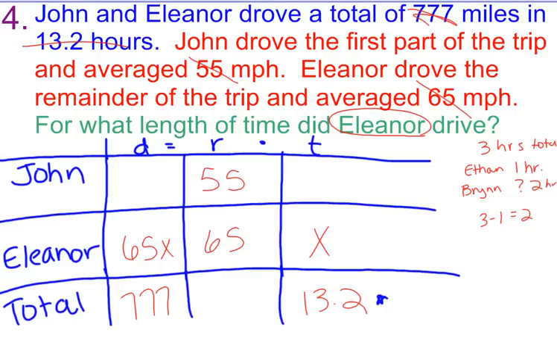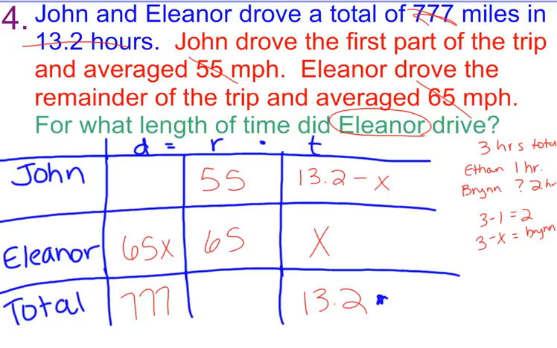We don't know how long it took Eleanor, but if I just take the total time minus Eleanor's time, I would get John's time. Just like if you didn't know Ethan's time and you just said, oh, 3 minus x equals Bryn's time, you would have been able to figure out 2 eventually when you solve for x. So you take the total minus the part. 13.2 minus x. Total minus the part gives you the other part. That will work every time when you're given a total.